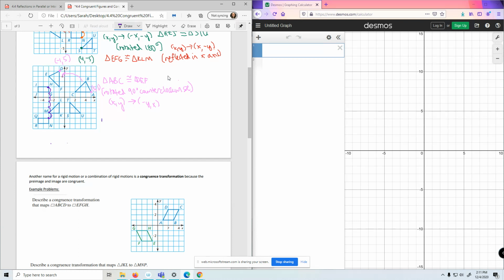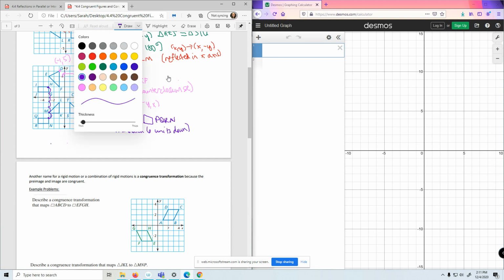And so I can say that rectangle GHIJ is congruent to rectangle PQRN. It's not a very good rectangle, but you get the idea. What we did there is we translated 6 units down.